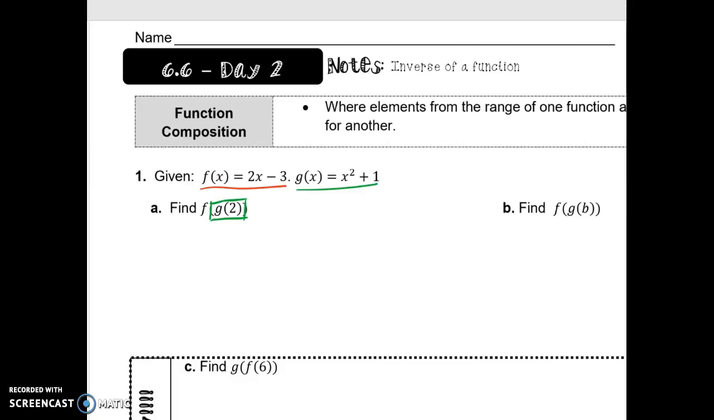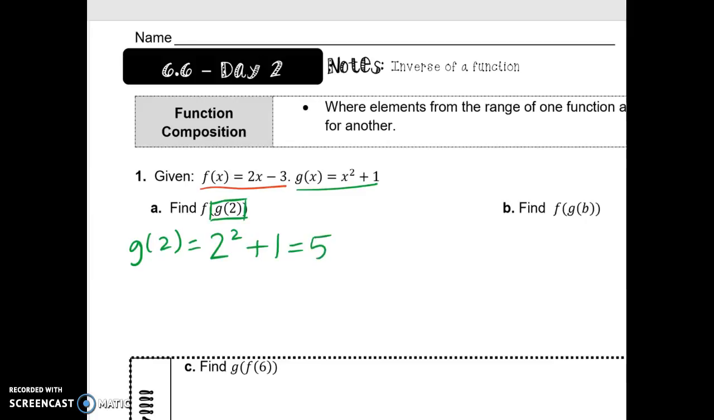G of 2 means that for the function g, instead of x, we are writing 2. So that is written like this. We're rewriting the function, but this time instead of x, we are writing a 2 for every x we see. So g of 2 is equal to 2 squared plus 1. That would be 2 squared, which is 4, plus 1, which is 5.